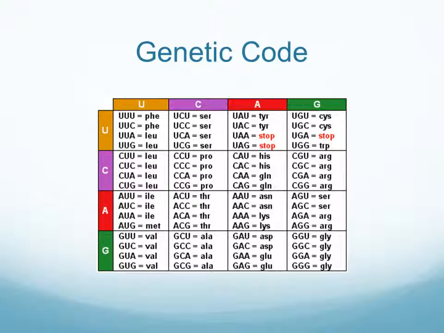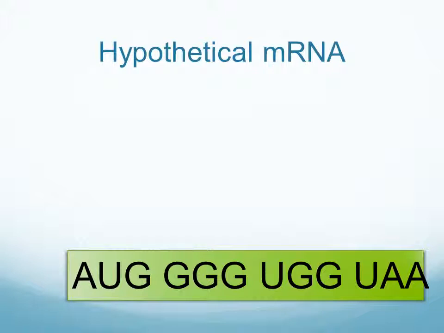The genetic code is the relationship between DNA and proteins. Each 3-base codon of a messenger RNA is code for one of the 20 amino acids, or marks the end of the protein sequence, what we call a termination codon. Let's consider this fictitious mRNA sequence.